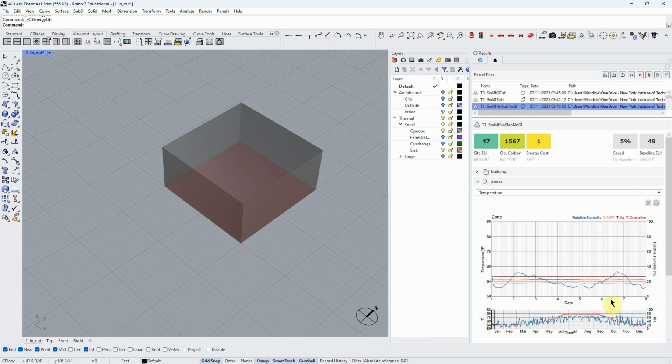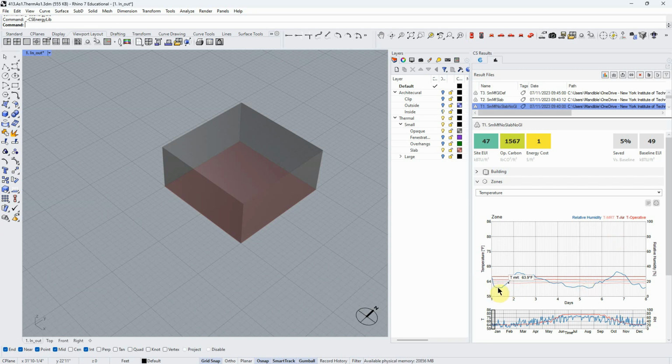So let's see if we can understand. Remember, our model right now is just a box with no windows. And so it is going to be pretty straightforward. There's not going to be any air movement. The air temperature is this brown line. The mean radiant temperature is this orangish line, and the operative temperature, which would be the average of air temperature and mean radiant temperature, so the average of those two, or the mean, is this, which is the operative temperature.